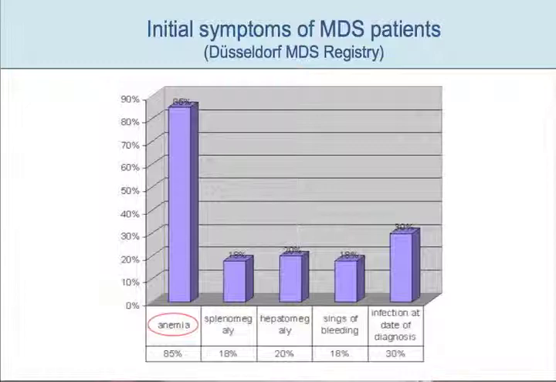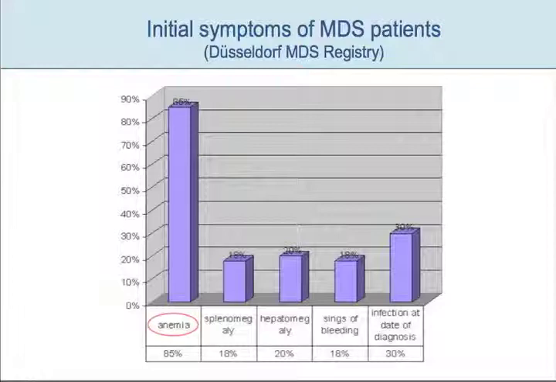And the most common clinical problem in MDS is anemia. Data from the Düsseldorf MDS registry show that anemia is an initial symptom in 85% of MDS patients. And the prognostic relevance of the degree of anemia in patients with MDS has recently been re-evaluated in a joint study by the Pavia and Düsseldorf working groups.